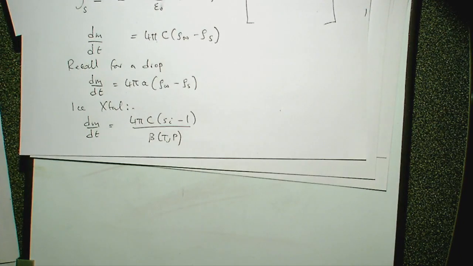So that's exactly the same as for a drop, except that in place of radius, we've got capacitance, and for the drop, we have the saturation ratio over liquid. Here we've got saturation over ice, and this thermodynamic factor is slightly different. It's a slightly different function. You don't need to know what it is, but for the drop I called that alpha rather than beta. So it's just a function that depends on temperature and pressure.